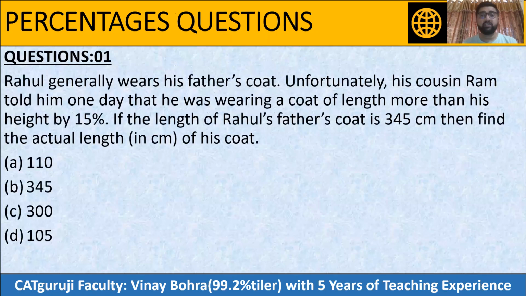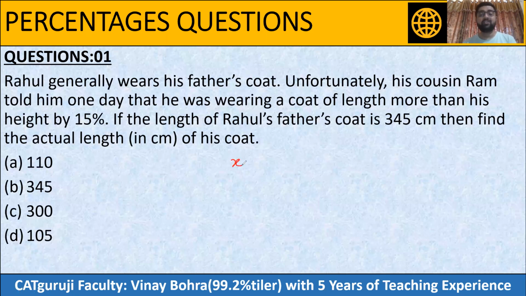So this is the first question that we are going to solve. In this video, I'm going to solve some important questions related to percentage. The given question is, Rahul generally wears his father's coat. Unfortunately, his cousin Ram told him one day that he was wearing a coat of a length more than his height by 15%. If the length of Rahul's father's coat is 345 centimeters, then find the actual length of his coat. So let's say his actual length of the coat is X.